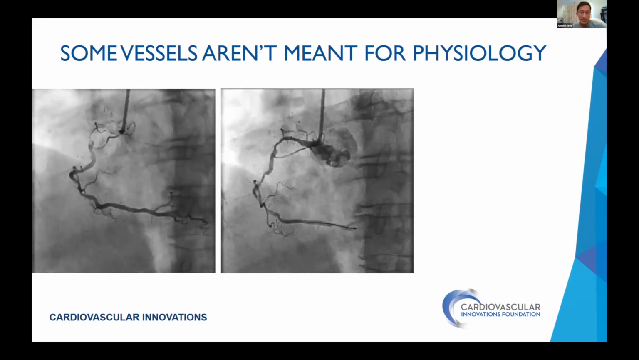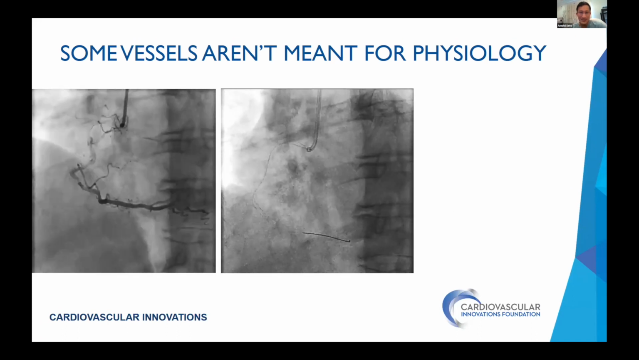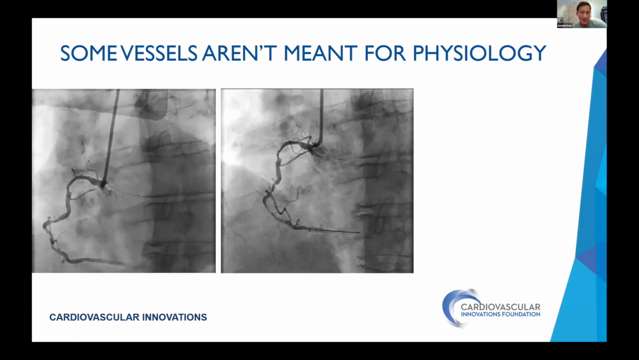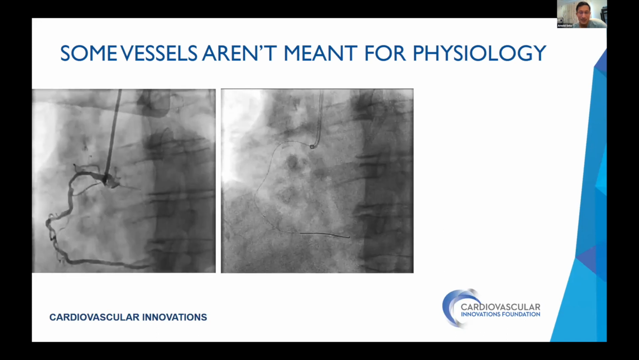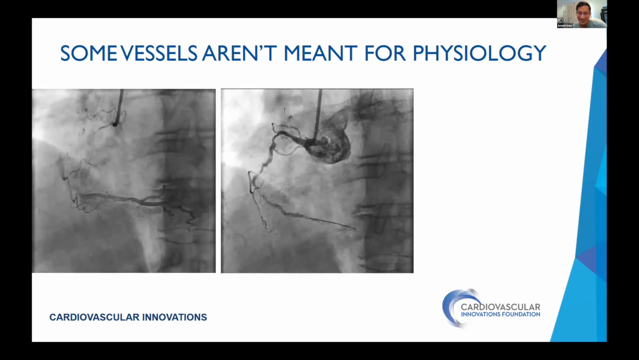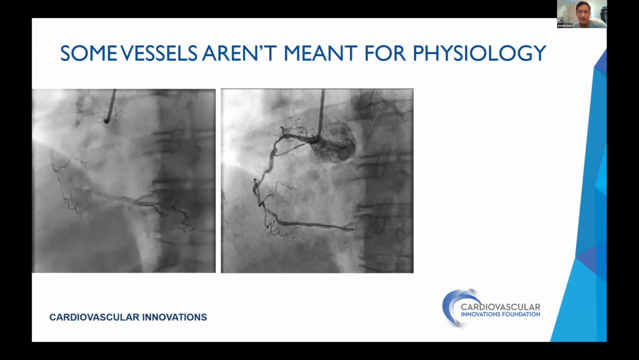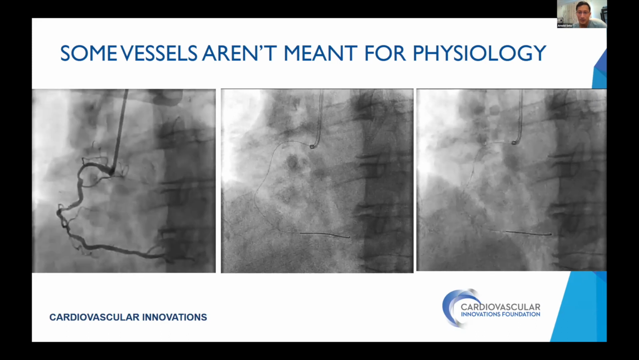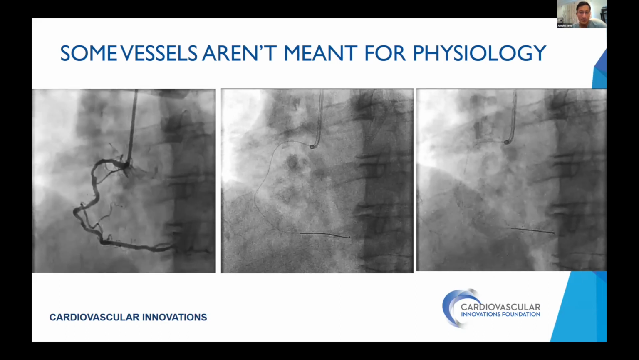I do want to remind some of us of the limitations of physiology. I speak about physiology all the time, but there are some wires that just aren't meant, some vessels that aren't meant for physiology. This is an OpSense wire that's successfully crossed, but what you see is that it creates some pseudo lesions. These lesions weren't there in the beginning, but because of tortuosity, the wire itself can create pseudo lesions that ultimately lead to acute vessel closure. Fortunately, this resolved upon pulling back of the wire.